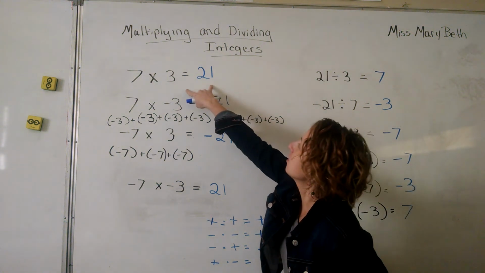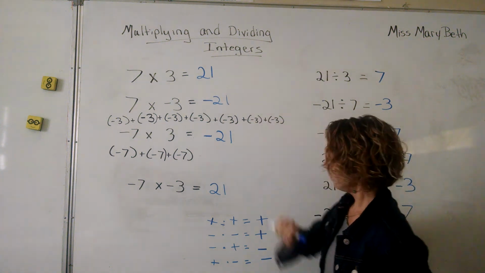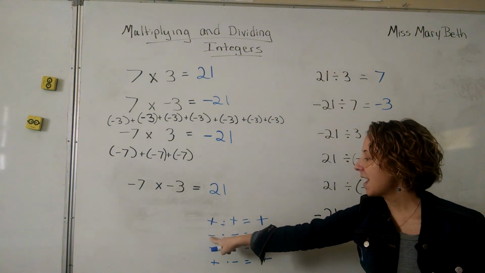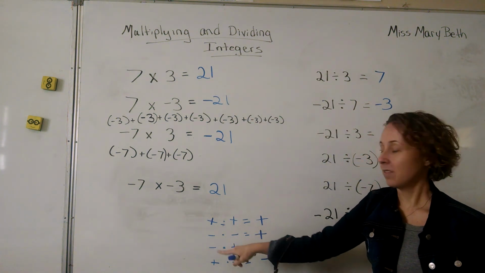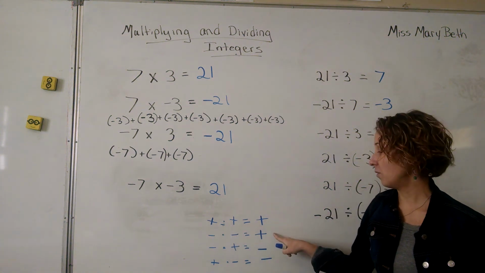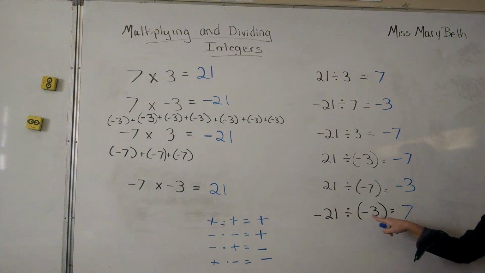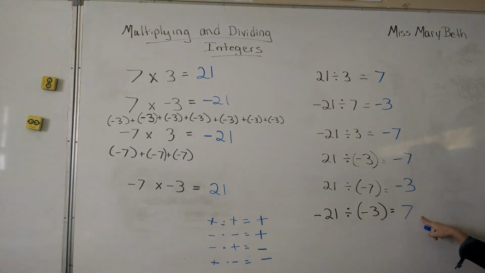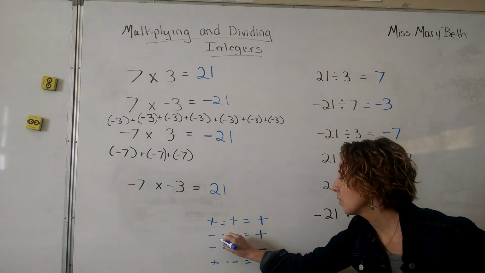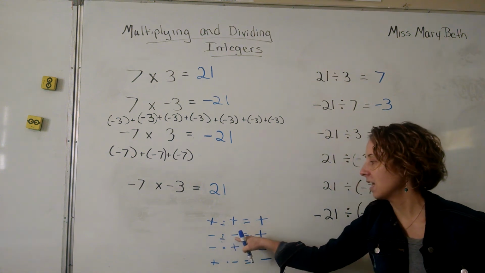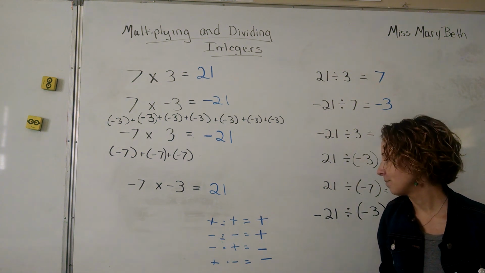And that makes sense, because these are just mirror image problems. Okay, what about a negative divided by a negative? We knew a negative times a negative was a positive answer. A negative divided by a negative was also a positive answer. So whether I multiply or I divide two negatives, my answer should be positive.